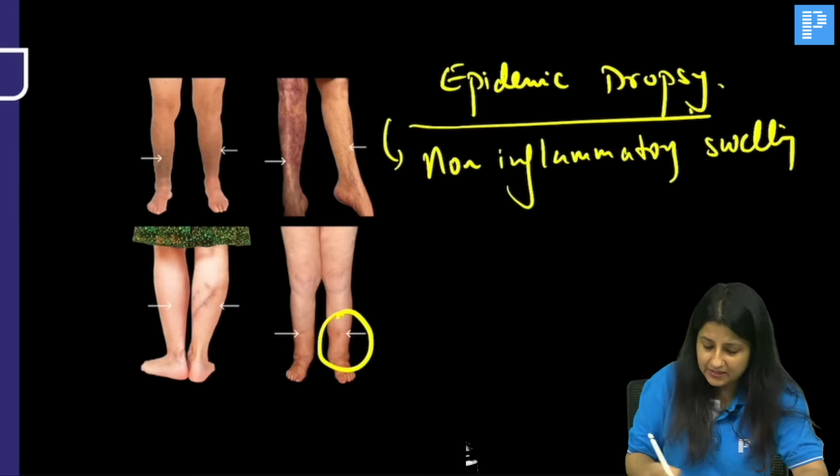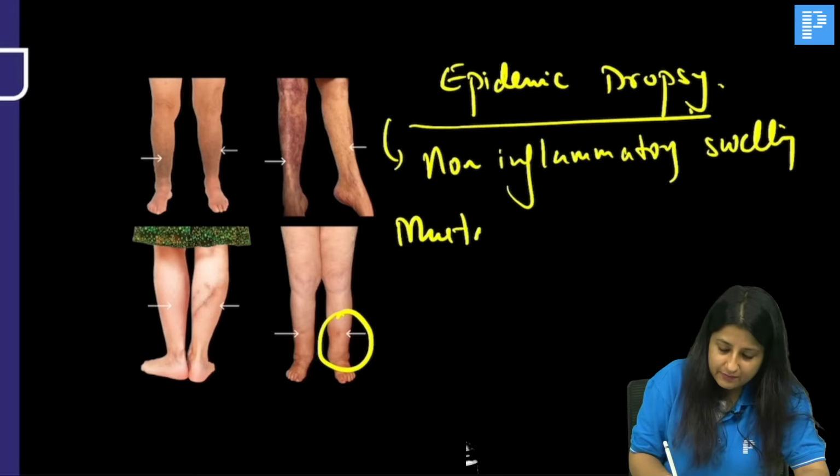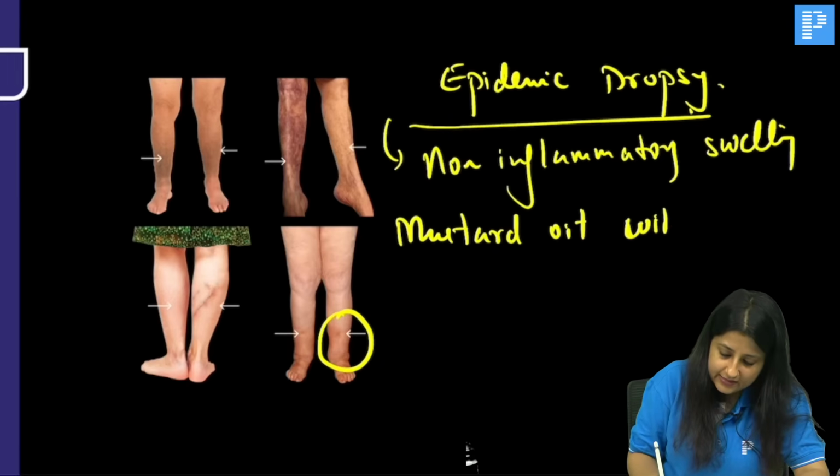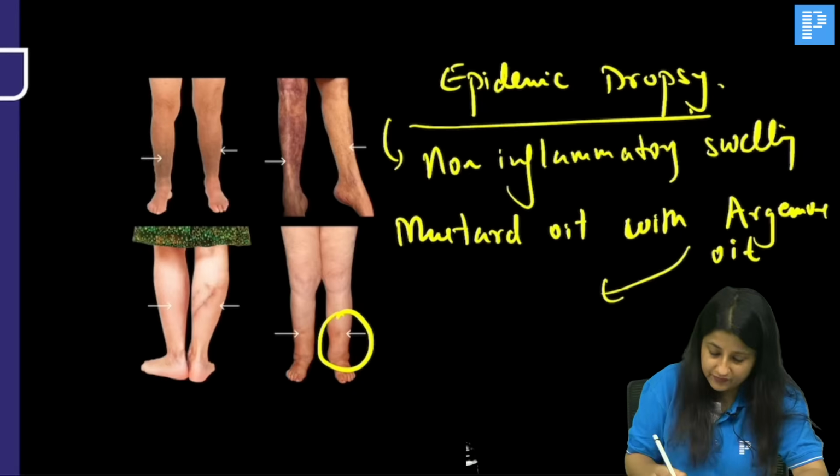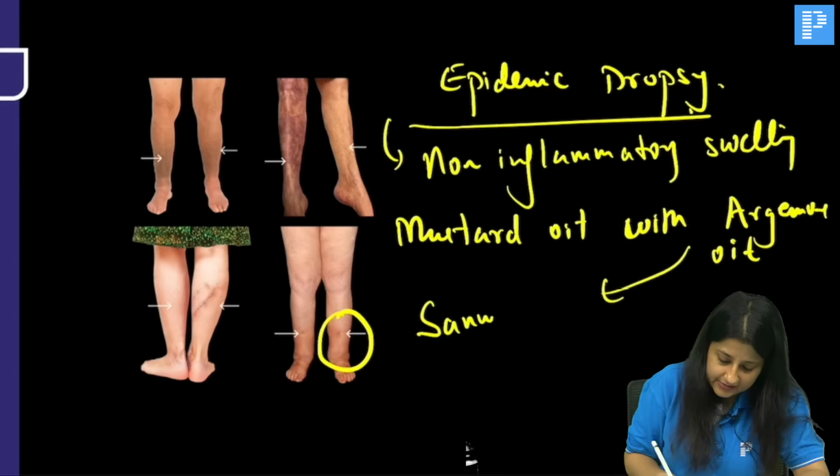And guys, what happens over here? It is contamination of mustard oil with who is the adulterant? With argemone oil. And in argemone oil you get the toxin. What is the name of the toxin? Sanguinarine. ठीक है, sanguinarine.